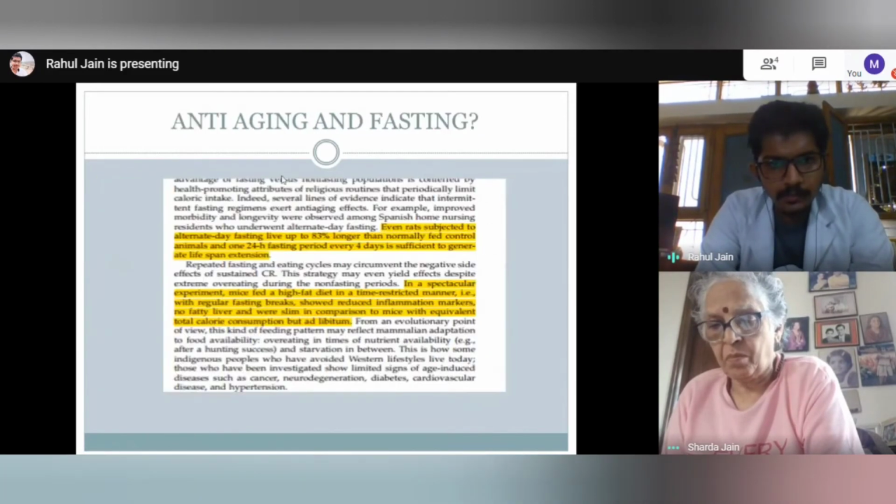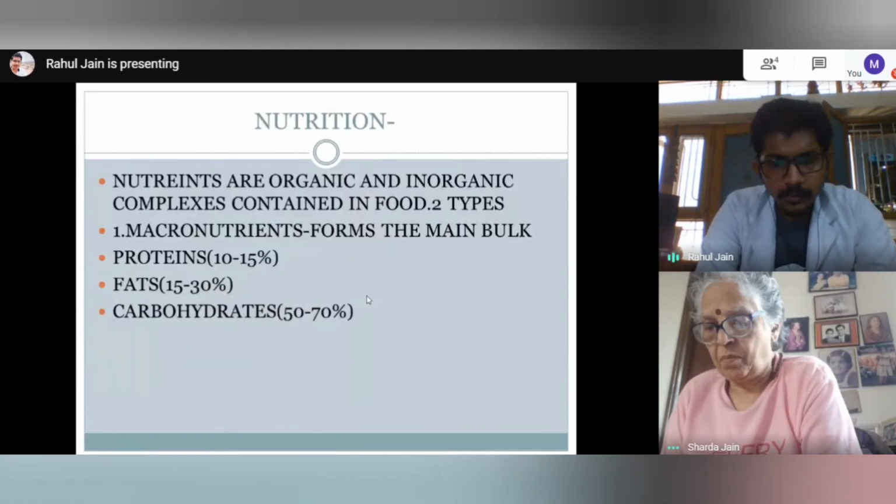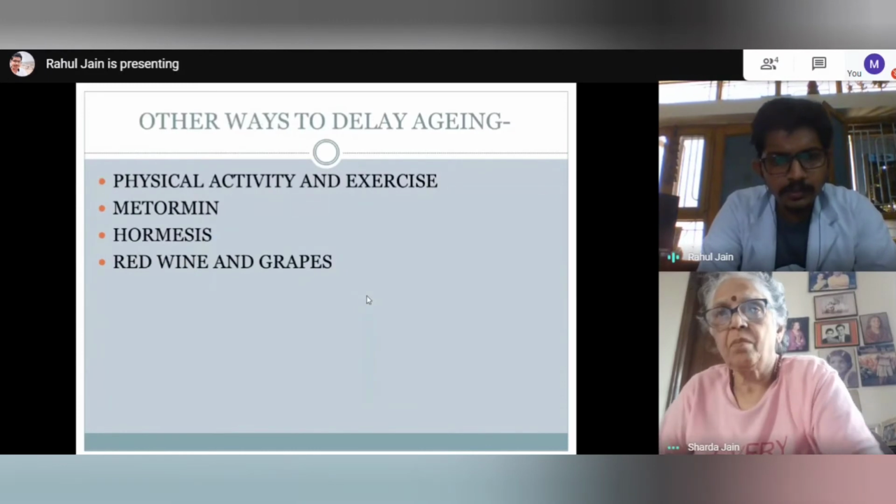And one more evidence is this, that even rats subjected to fasting live longer and are slim, have less disease, no fatty liver, reduced inflammation. So, ma'am, this much only about intermittent fasting. I hope it was clear.